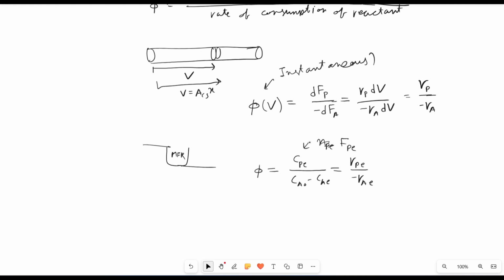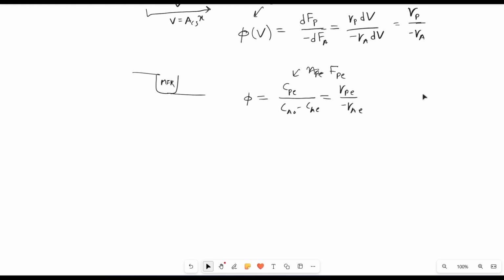Now, we do not need to remember the fractional yield concept. You can easily get it. Suppose in case of PFR, dFp by dV is Rp, we know, and dFa by dV is Ra, also we know. Then fractional yield is directly dFp by dFa. You can directly get the expression in terms of the desired variable.